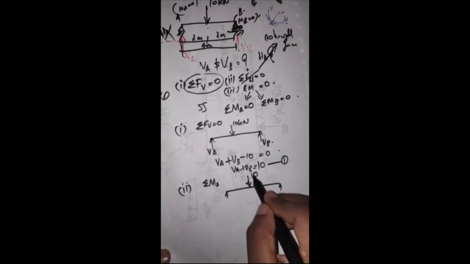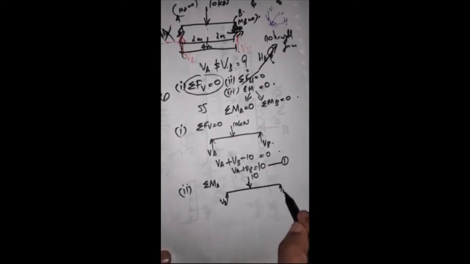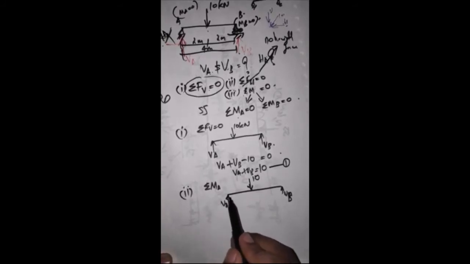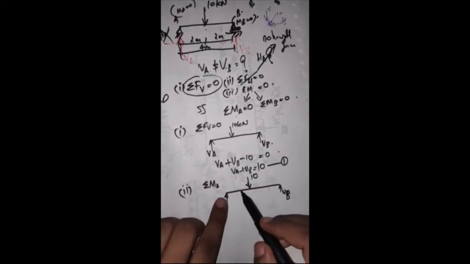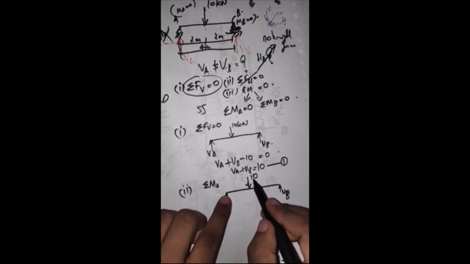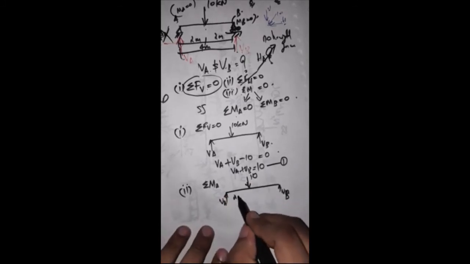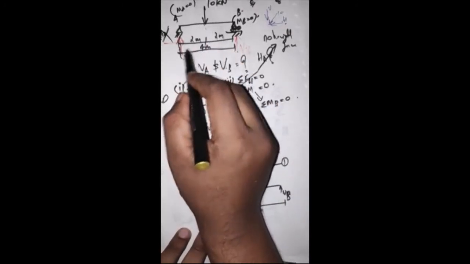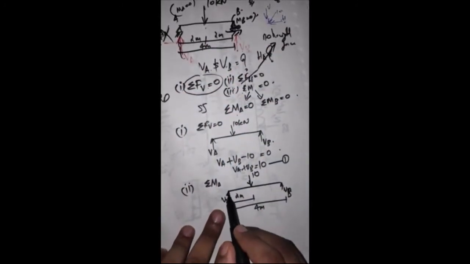There is 10, there is Va, and this is Vb. So let us take the moment. So this is the point. Okay, this is the point. This 10 kilonewton, this is 2 meters, and this distance is 4 meters. Okay, that is given here. Total distance is 4. Now I am taking the moment from this point.